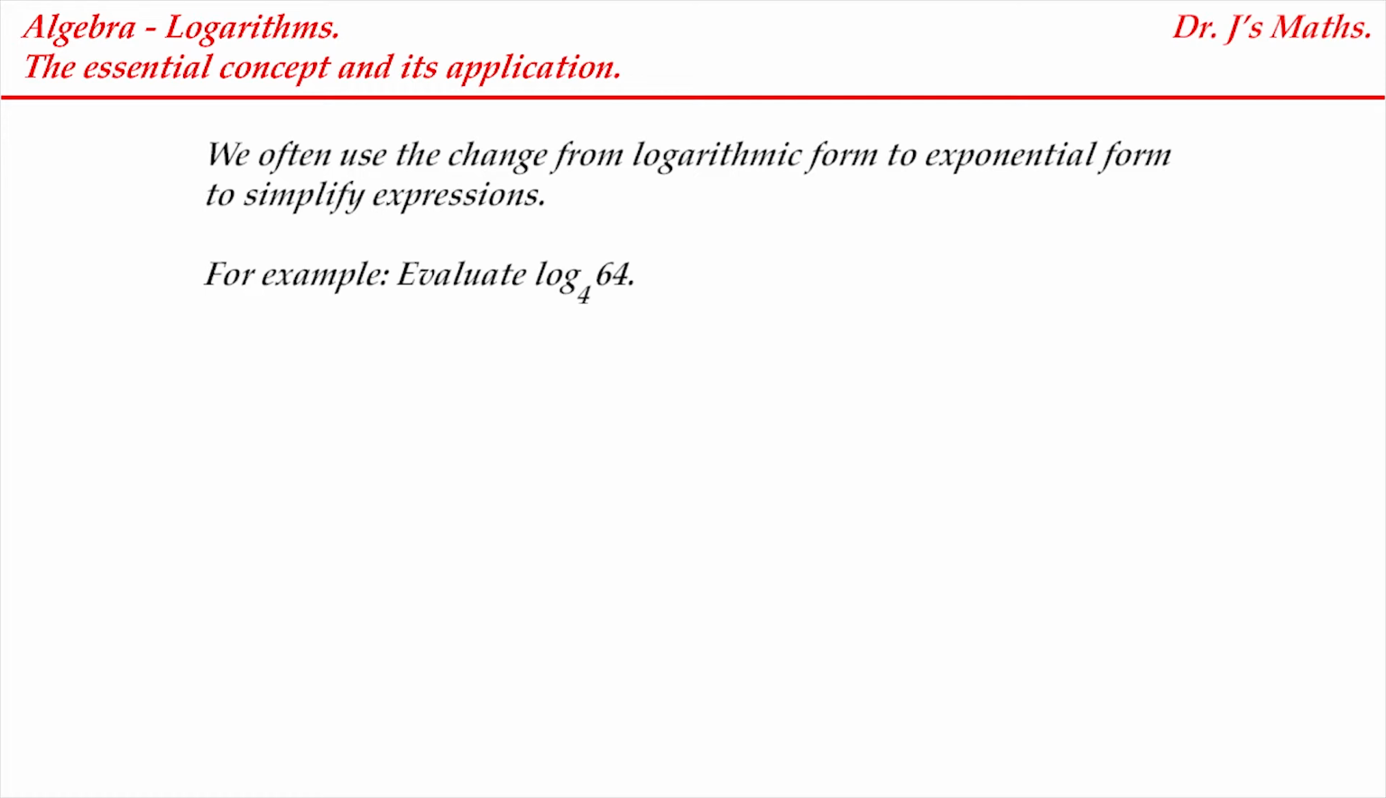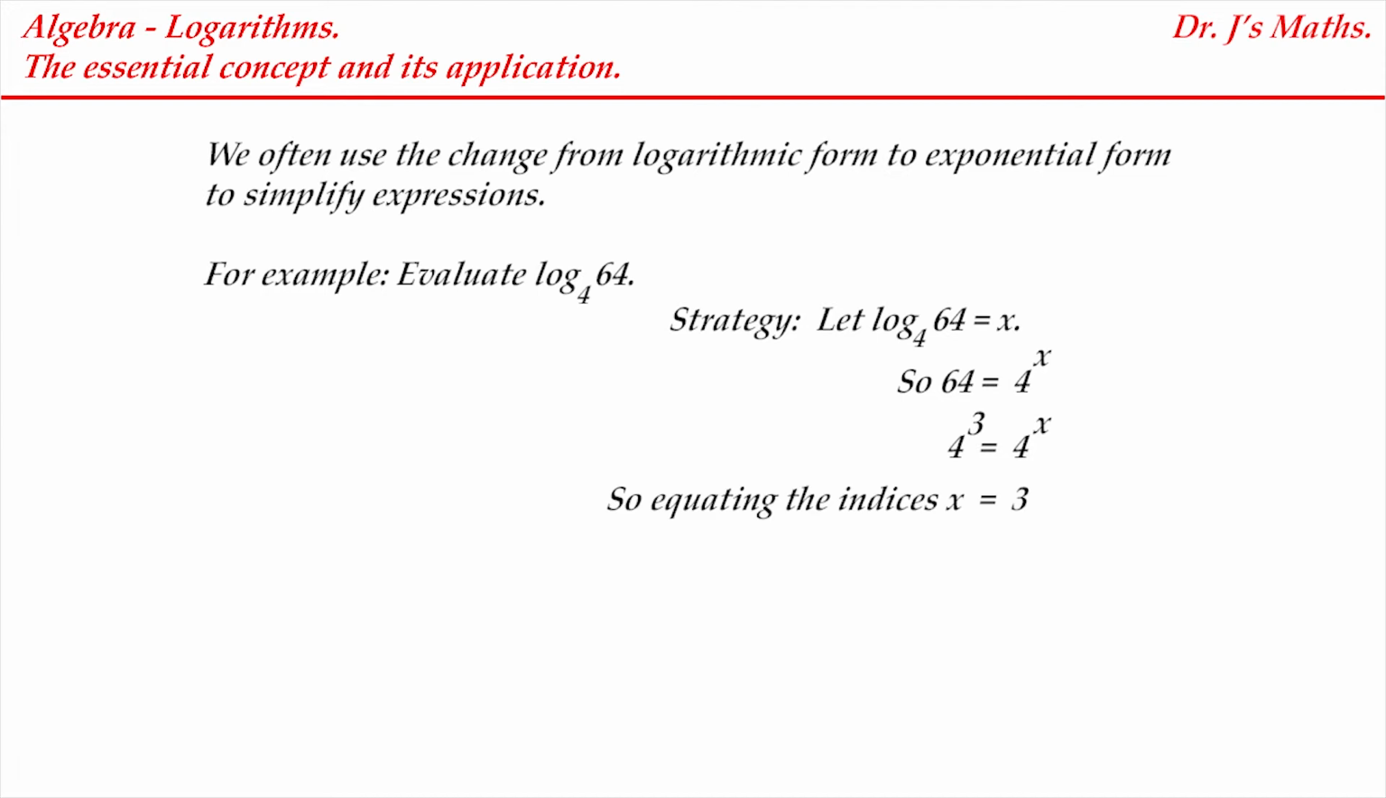Well, our strategy is to let log 64 to the base 4 equal x. So, unpacking our logarithm, we have 64 equals 4 to the x, with the 4 coming across and pushing the x up into the air. 64 is 4 cubed, so we can now write 4 cubed equals 4 to the x. So equating the indices, we have x equals 3.